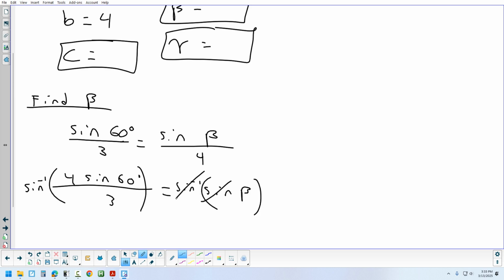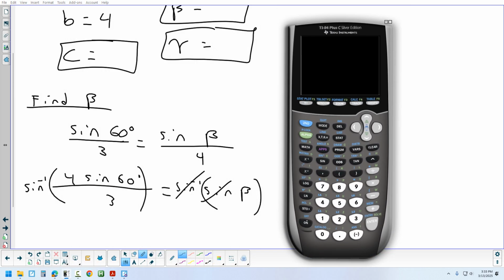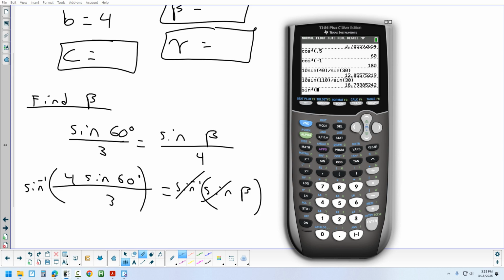Those are going to cancel. And now let's type that in and see what we got. So inverse sine, 4 sine 60. Oops. Inverse sine of 4 sine 60 divided by 3. That's how you'd have to type that in.